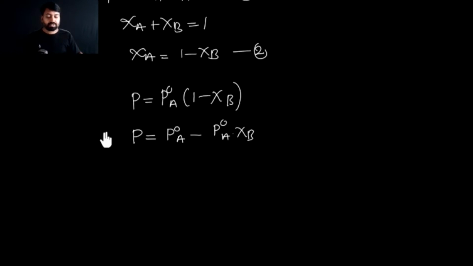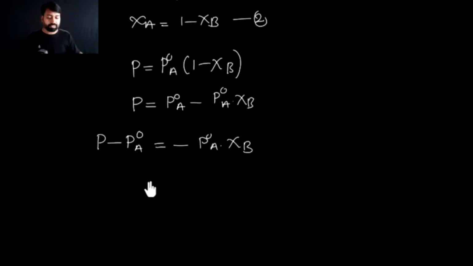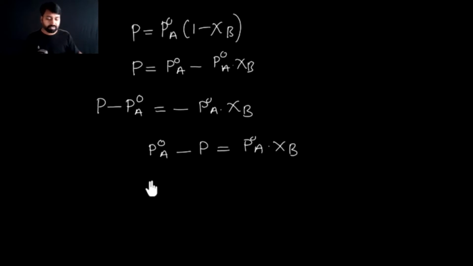Now we'll take P naught of A to the other side, so it becomes P minus P naught of A equals minus P naught of A into xi B. I'll multiply the whole equation by -1, and by that what I get is P naught of A minus P equals plus P naught of A into xi B. Now if I write the equation in terms of mole fraction, it becomes P naught of A minus P divided by P naught of A equals xi B.